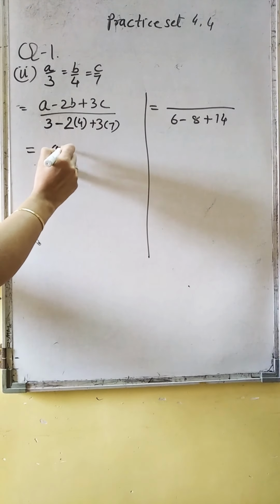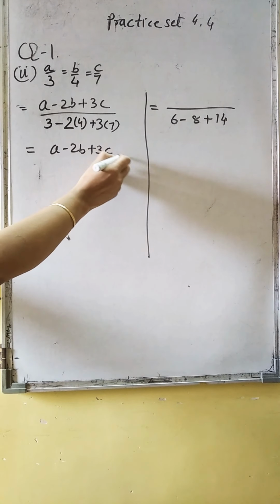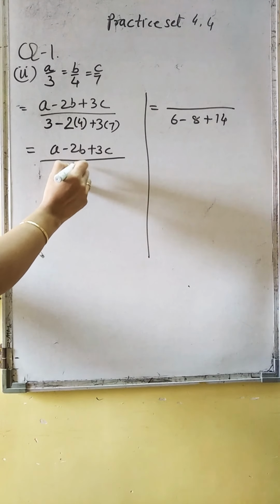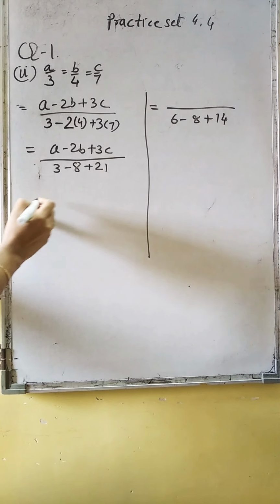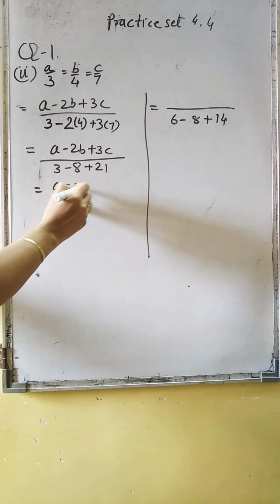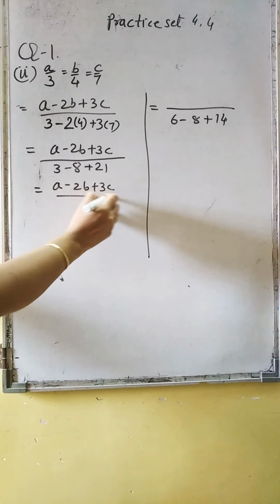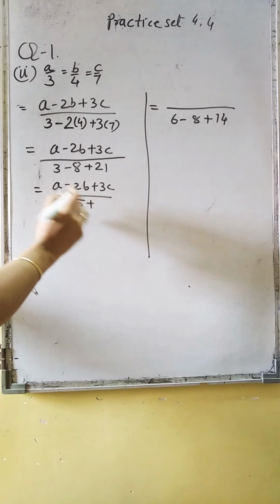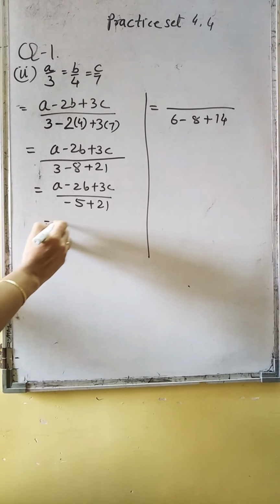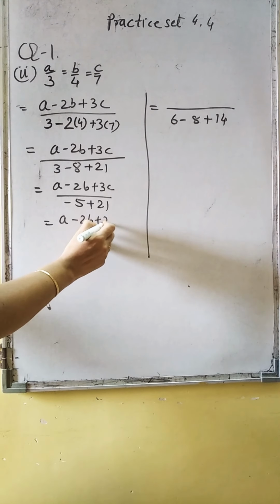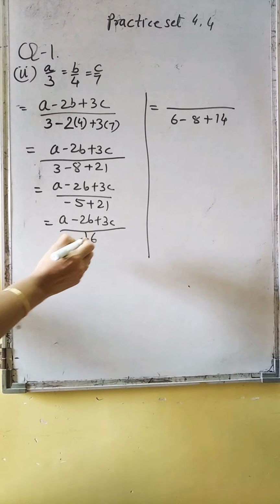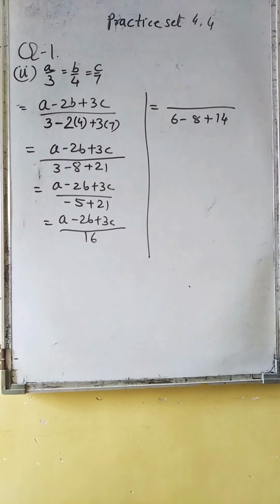So we have A minus 2B plus 3C upon 3 minus 8 plus 21. So A minus 2B plus 3C upon minus 5 plus 21. So A minus 2B plus 3C upon 16. Correct? So this is how, according to the numerator, you can find out the denominator.